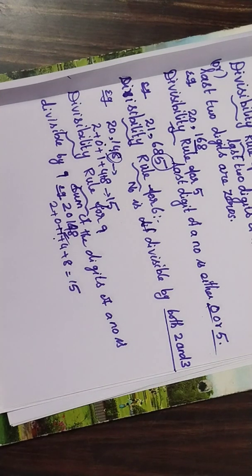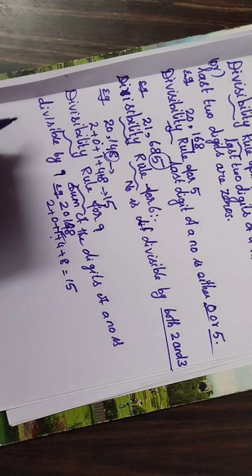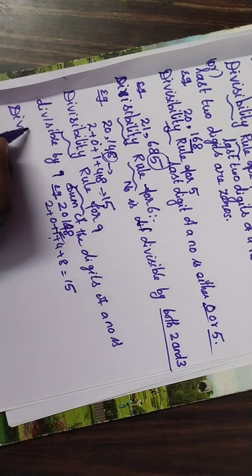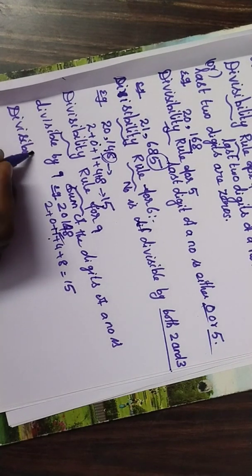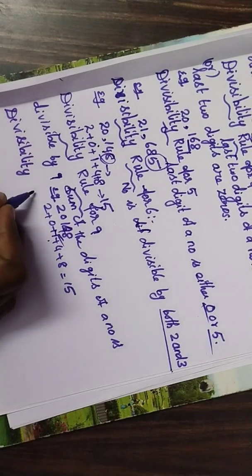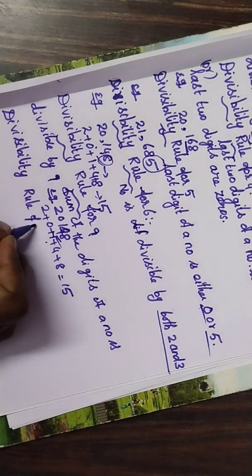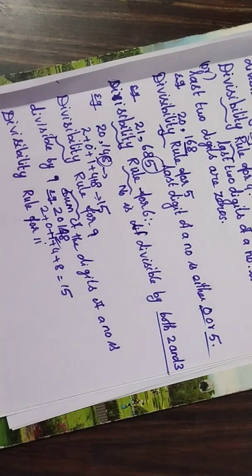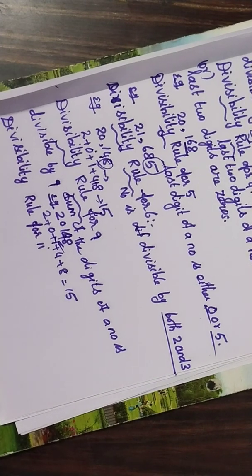Then next one, divisibility rule for 11. If the difference between the sum of the digits at the odd places and the sum of the digits at the even places of a number is either 0 or 11, then that number is divisible by 11.